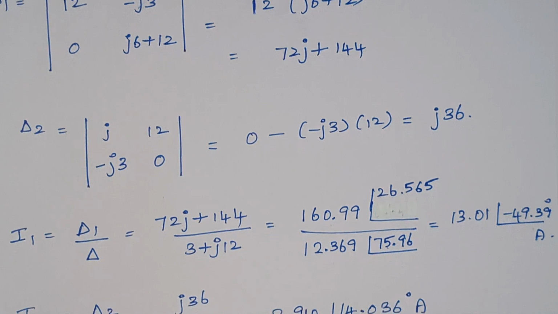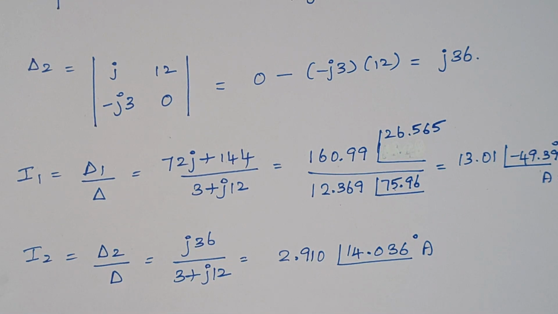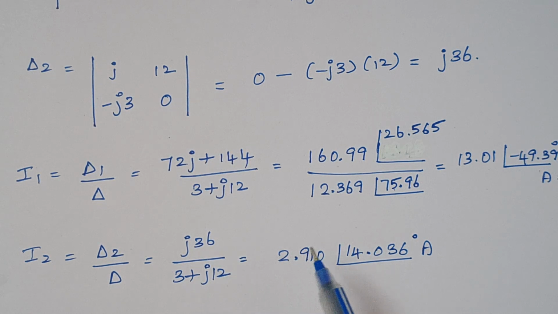Now the second thing is the value of I2, the same way, del 2 by del. The value of del 2 is j36 and the value of del is 3 plus j12. When you solve, we end up with the answer like this.